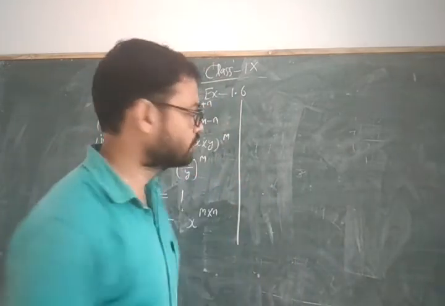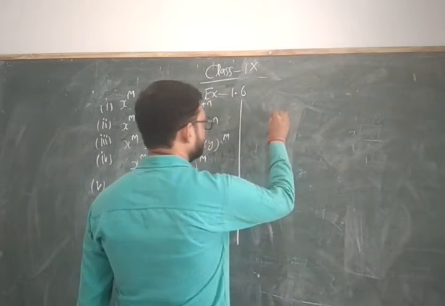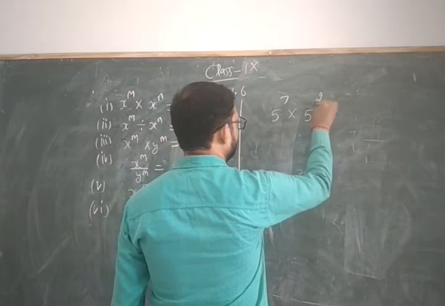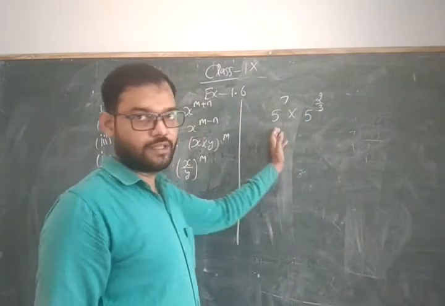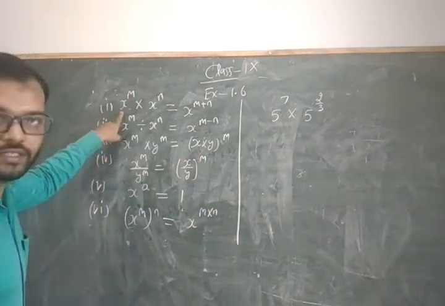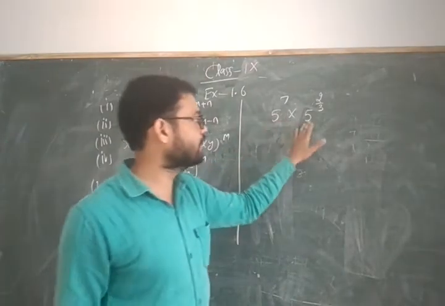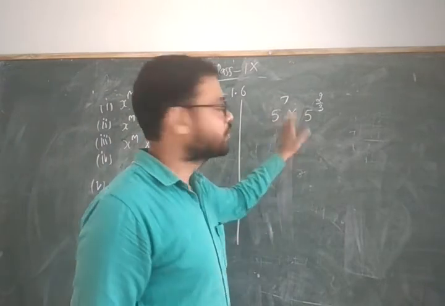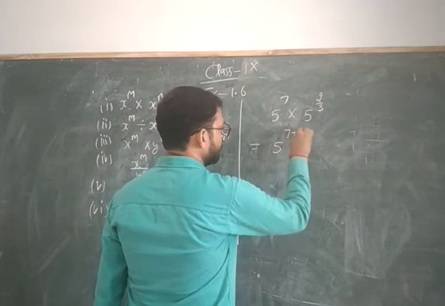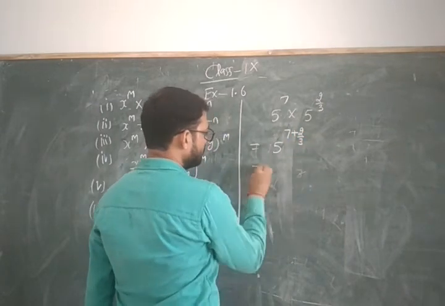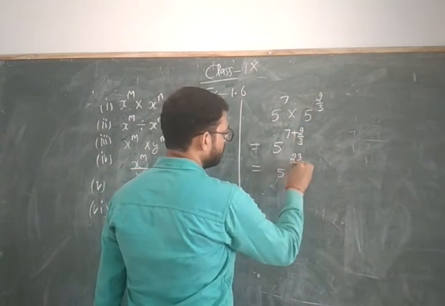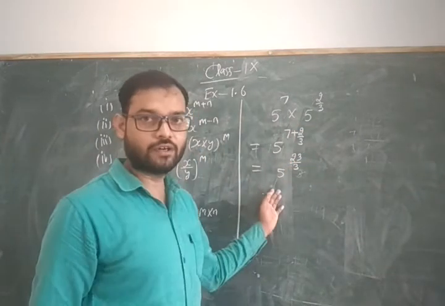Okay. Now the next question: you are given 5 raised to power 7 into 5 raised to power 2 upon 3, and simplify. So here, look carefully, which identity can apply here? The first identity, because bases are the same and they are multiplied, so we can add the powers. So you can write 5 raised to power 7 plus 2 upon 3, which becomes 7 times 3 is 21, plus 2, 23 upon 3. So this will be your answer.